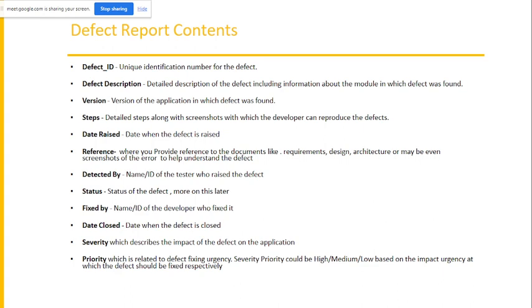No, sir. Most frequently asked in the interview, Pooja, can you list out some defect report contents? You have to tell defect ID, defect description, version, steps, date raised, reference, detected by, status, fixed by, date closed, severity, priority. And you have to tell the meaning of each and every field, and what you are going to fill in each field. Any doubts, Pooja? Once again, I'm asking you. No, sir. Understand and copy it neatly, so that one round of revision happens in the session itself.